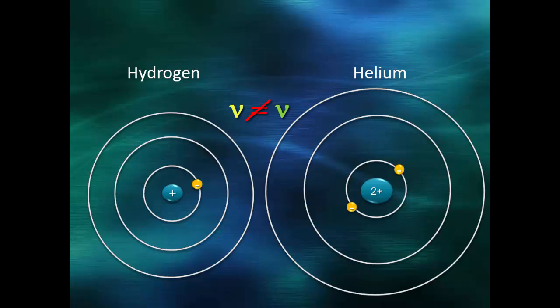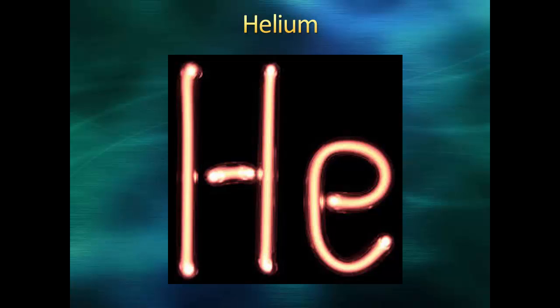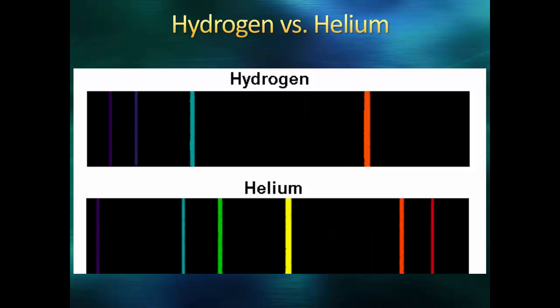Since nu 1 does not equal nu 2, lambda 1 cannot equal lambda 2, so the color of light for hydrogen's drop from 3 to 1 will have to be different than the colored light from helium's drop from 3 to 1. So you run the electricity through the helium, and you get this color, different than that purplish color of hydrogen. And when you compare the spectrum, you notice that they don't match up at all. Each element has a unique spectrum.